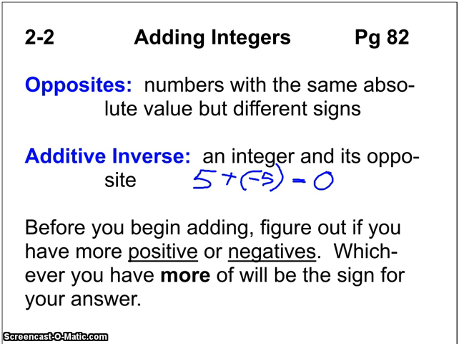So what you do need to remember is that when you add opposite integers together, they always end up equaling 0.